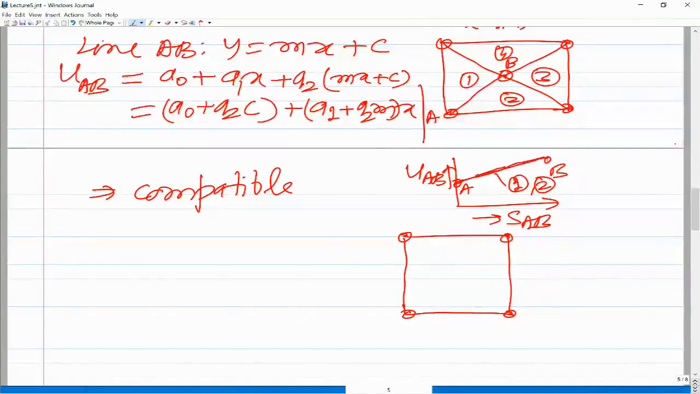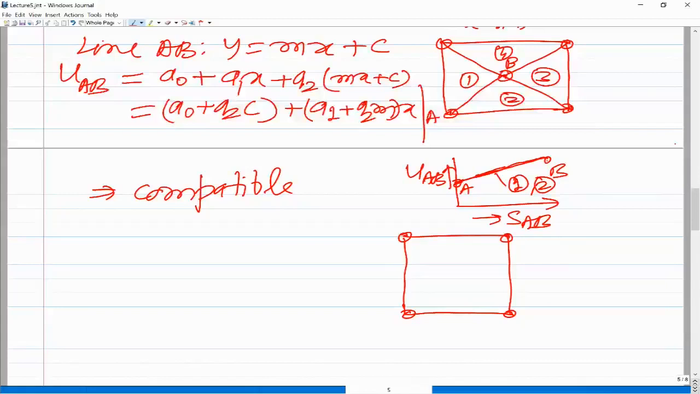Sir, so the u and v values along a line AB will be the same whether we get them from element 1 or element 2. And if it is so, then the element is compatible. If it was a non-linear relation, then would it not be the same? No, then it will not.